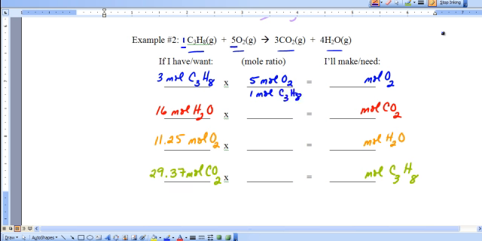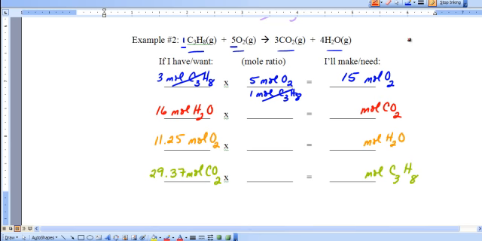Now again, how do you know what goes on top, what goes on the bottom? It's relatively easy to see that it's a 5 and a 1. The way you know what goes on top and what goes on the bottom is by looking at the units. If you have moles of propane here, it has to cancel with moles of propane down in the bottom. And now you have 3 times 5 is 15 moles of oxygen would be required to react with the 3 moles of propane.